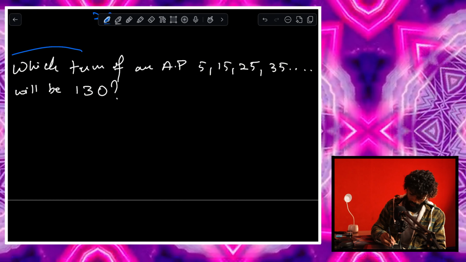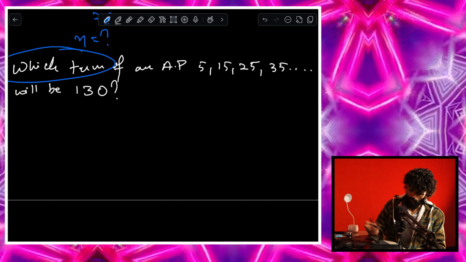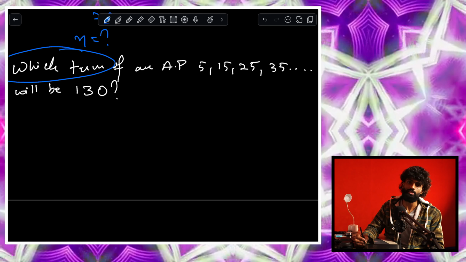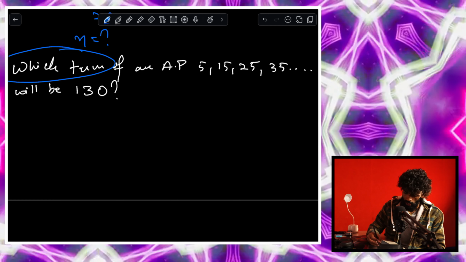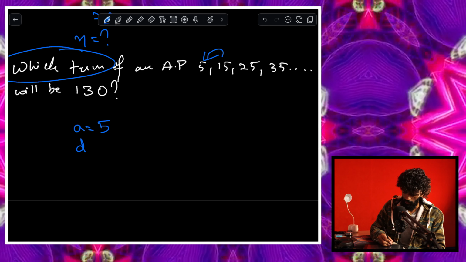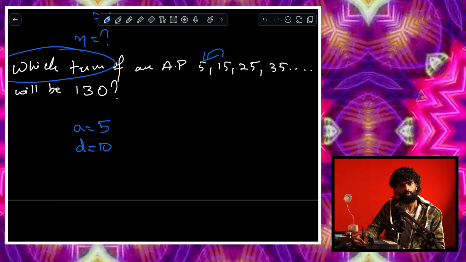Which term of an AP? Again, which term meaning the value of n equals question mark. I guess you'll be able to solve this. I'll only write the data. You put up the answers in the chat box. So the value of A equals 5. The value of D equals 15 minus 5, which is nothing but 10. I also asked you to cross-check in the previous videos.